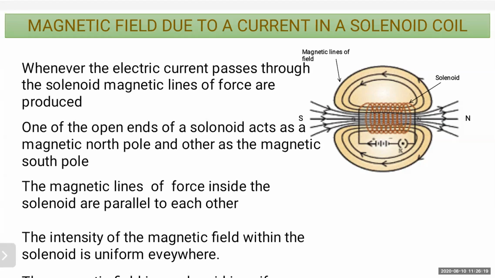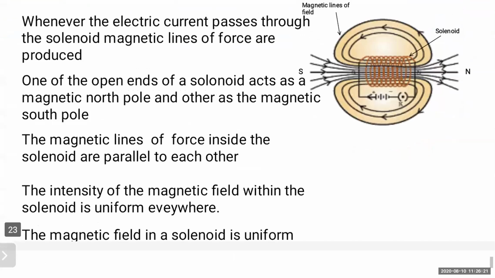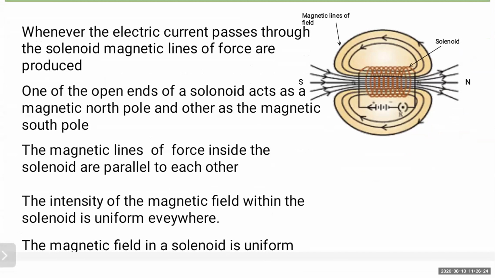Here there are four to five important points about the solenoid. First, the solenoid acts as a bar magnet. It behaves like a bar magnet. One end of the solenoid is the north pole and the other is the south pole. Magnetic lines inside the solenoid are parallel to each other.